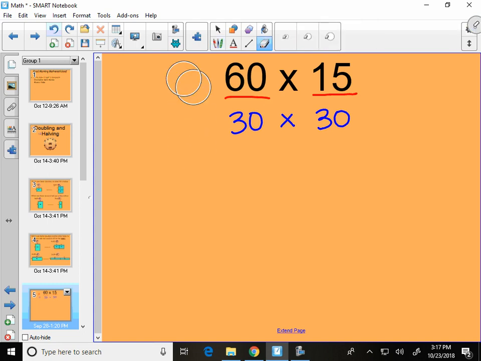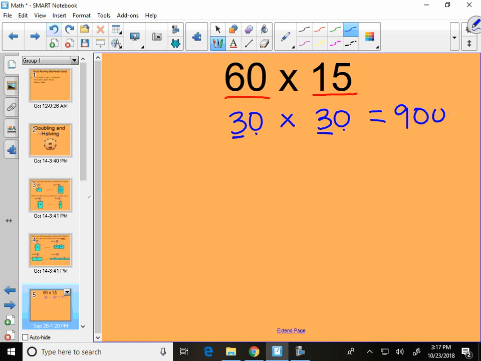Okay? So 60 by 15, do you know what it is? Just solve 30 by 30. 3 times 3 is 9. 2 zeros on the left, 2 zeros on the right. And guess what 60 by 15 is? It's also 900. If you were to do it on a calculator or in a different method, it's also 900. So double one of the numbers, cut the other number in half just to make it easier. So 60 times 15 is the same thing as 30 times 30, and that's way easier to do.